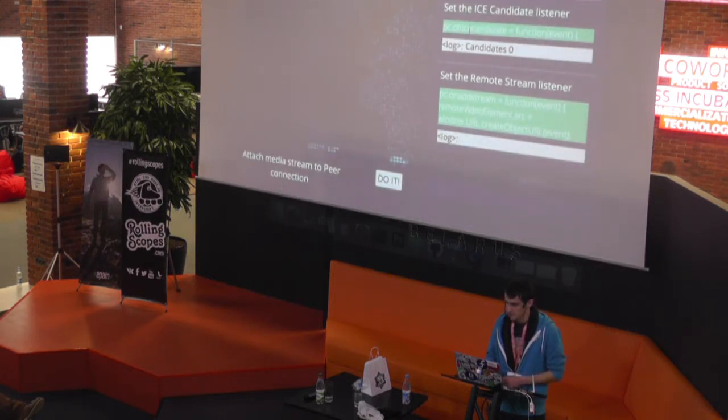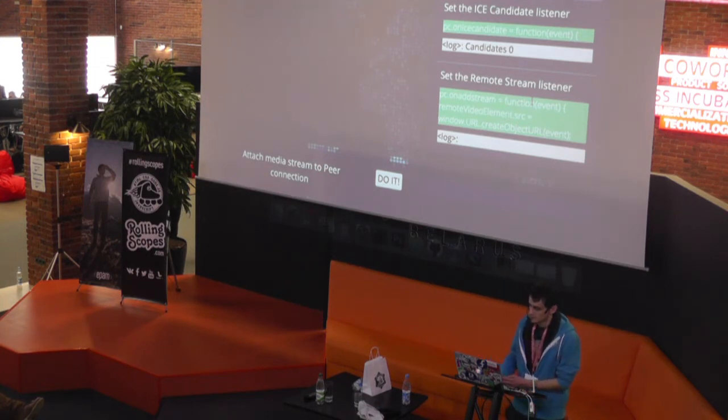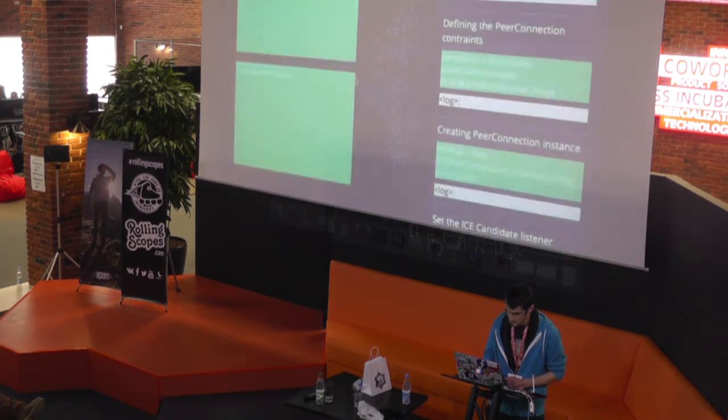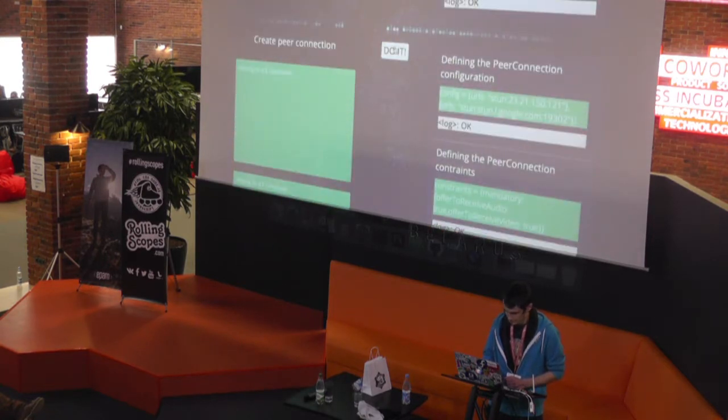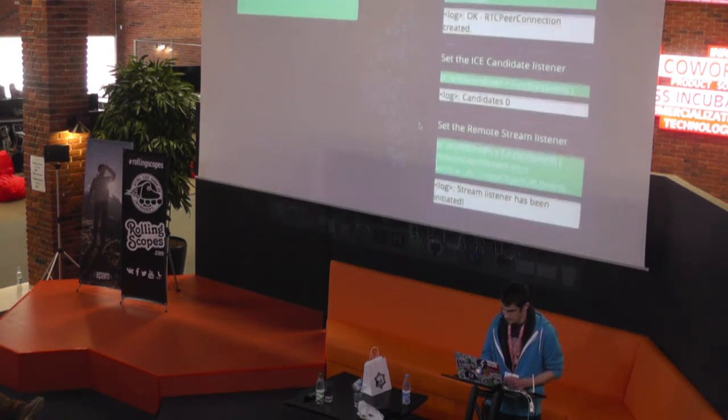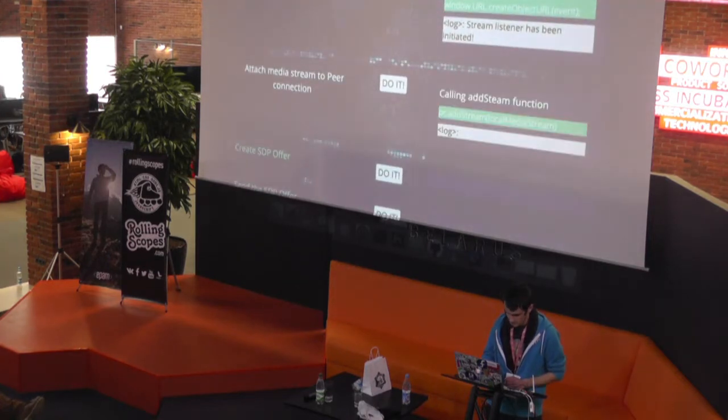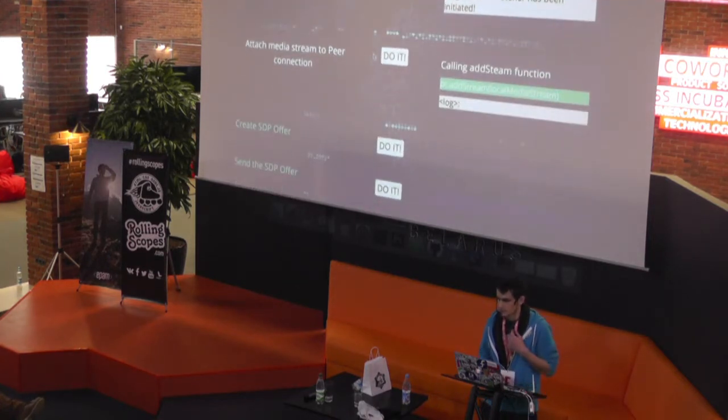And then set the ICE candidate listener and set the remote stream listener. So when the other client receives my stream, it's going to append it to the video element tag. Let's do it. As a next step, I'm going to add my stream to that peer connection.